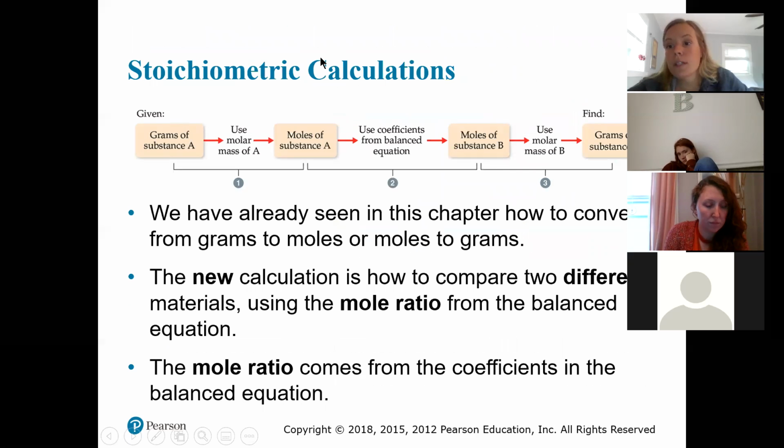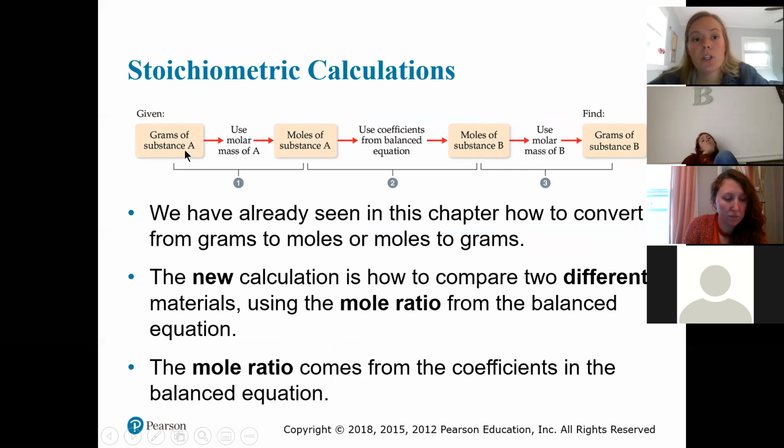And it's always going to follow this system when you're going through stoichiometry. You're going to have substance A. Substance A is where you're starting. If I'm giving you something about the product, then substance A would be the product. I want to know something about a reactant, so you would go towards substance B, which would be the reactant. So it's grams to moles to moles to grams, or grams of A into moles of A into moles of B into grams of B.